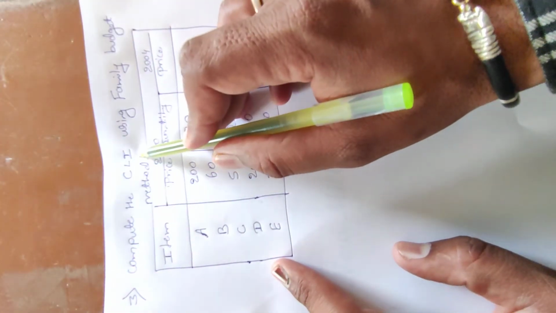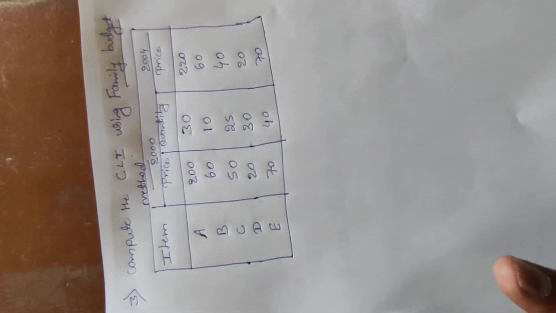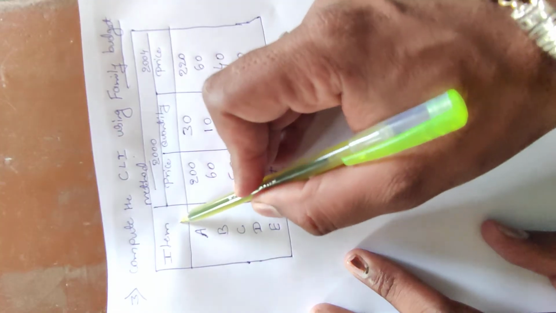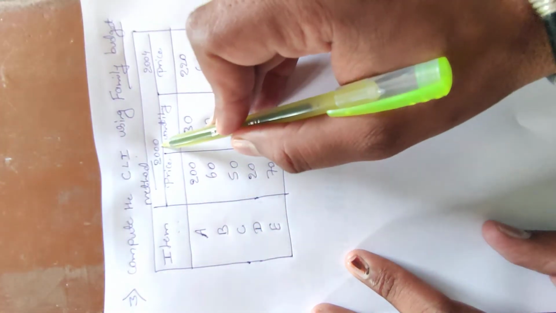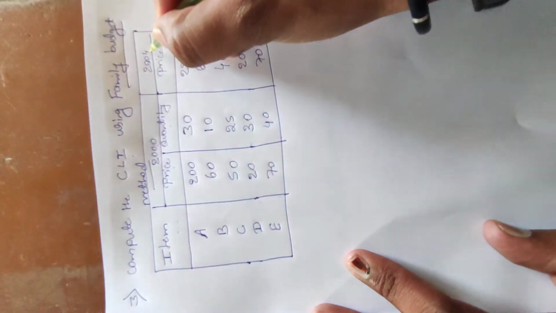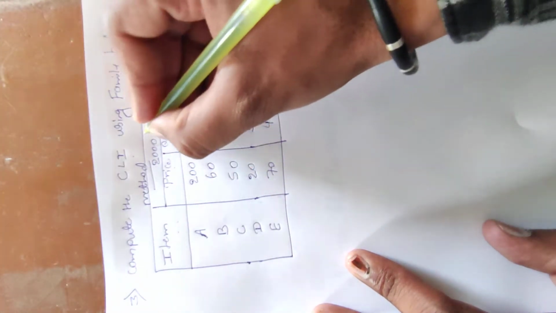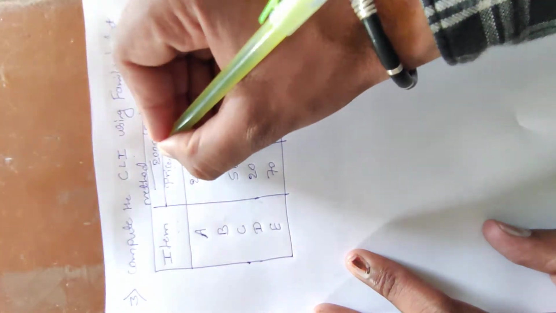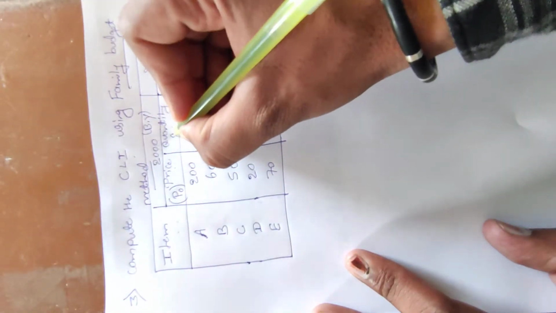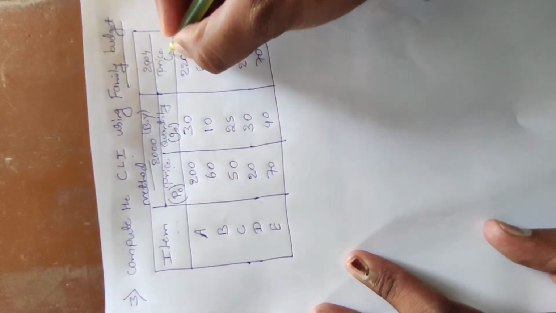Compute the CLI, cost of living index, using the family budget method. Let us know what the given information is. First, they give the information of items. Next, they give the 2000 price and quantity and the 2004 price. So two years of information are there. The first year we can consider as the base year. Base year price we denote as P naught, base year quantity as Q naught, and the current year price is given as P1.